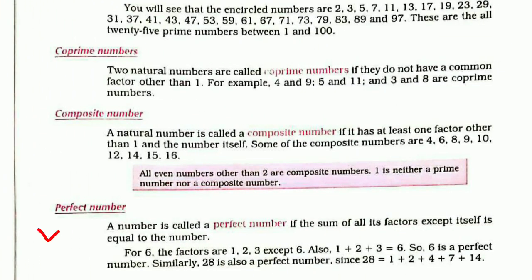perfect numbers. A number is called a perfect number if the sum of all its factors except itself is equal to the number. In other words, in number theory, a perfect number is a positive integer that is equal to the sum of its positive divisors, excluding the number itself.